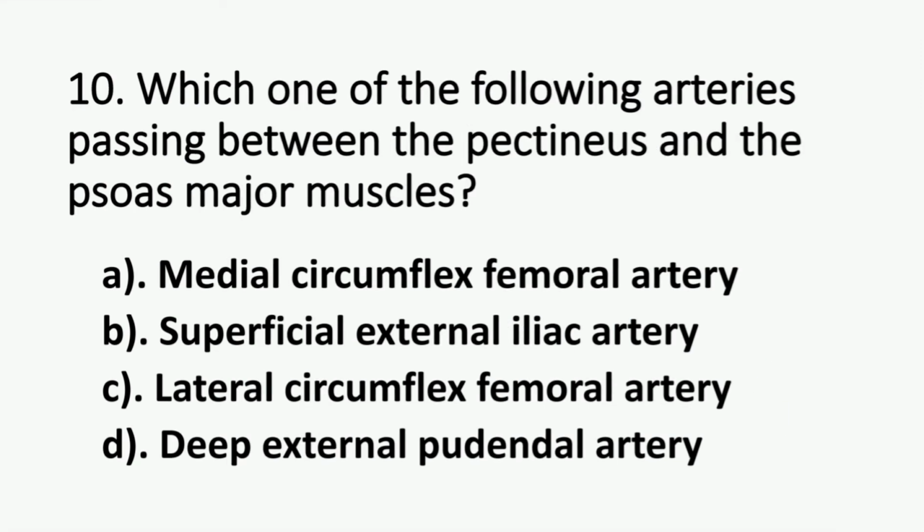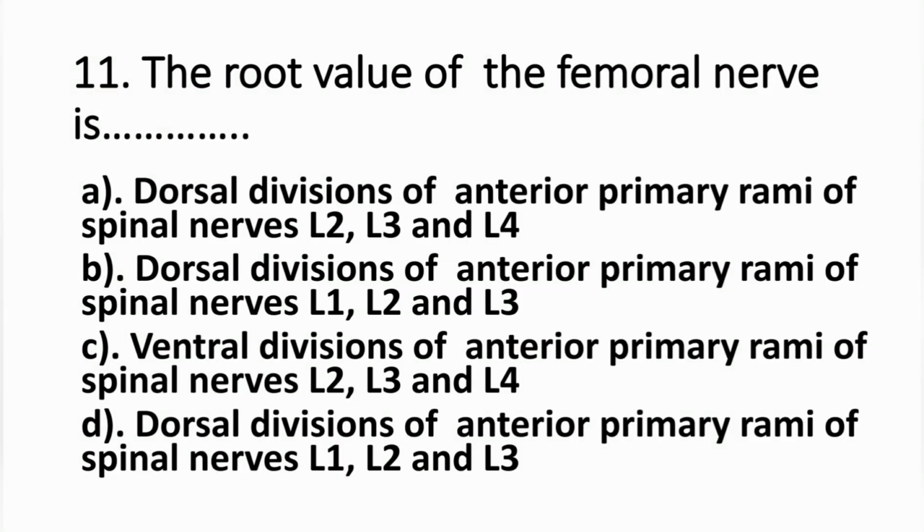Question number 10. Which one of the following arteries passes between the pectineus and the psoas major muscle? Option A, medial circumflex femoral artery; option B, superficial external iliac artery; option C, lateral circumflex femoral artery; option D, deep external pudendal artery. The answer is option A, medial circumflex femoral artery.